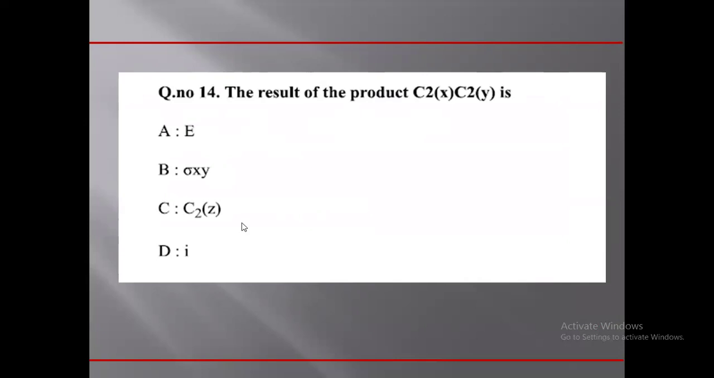Question number 14. The result of the product C2x, C2y is, see, one molecule is there. In that molecule, one C2x axis is there and C2y is there. So the other axis obviously is C2z. If the C2x and C2y axes are in a molecule, then there will be a C2z axis as shown. So here it is E, sigma xy, C2z, and i. C is the correct answer.